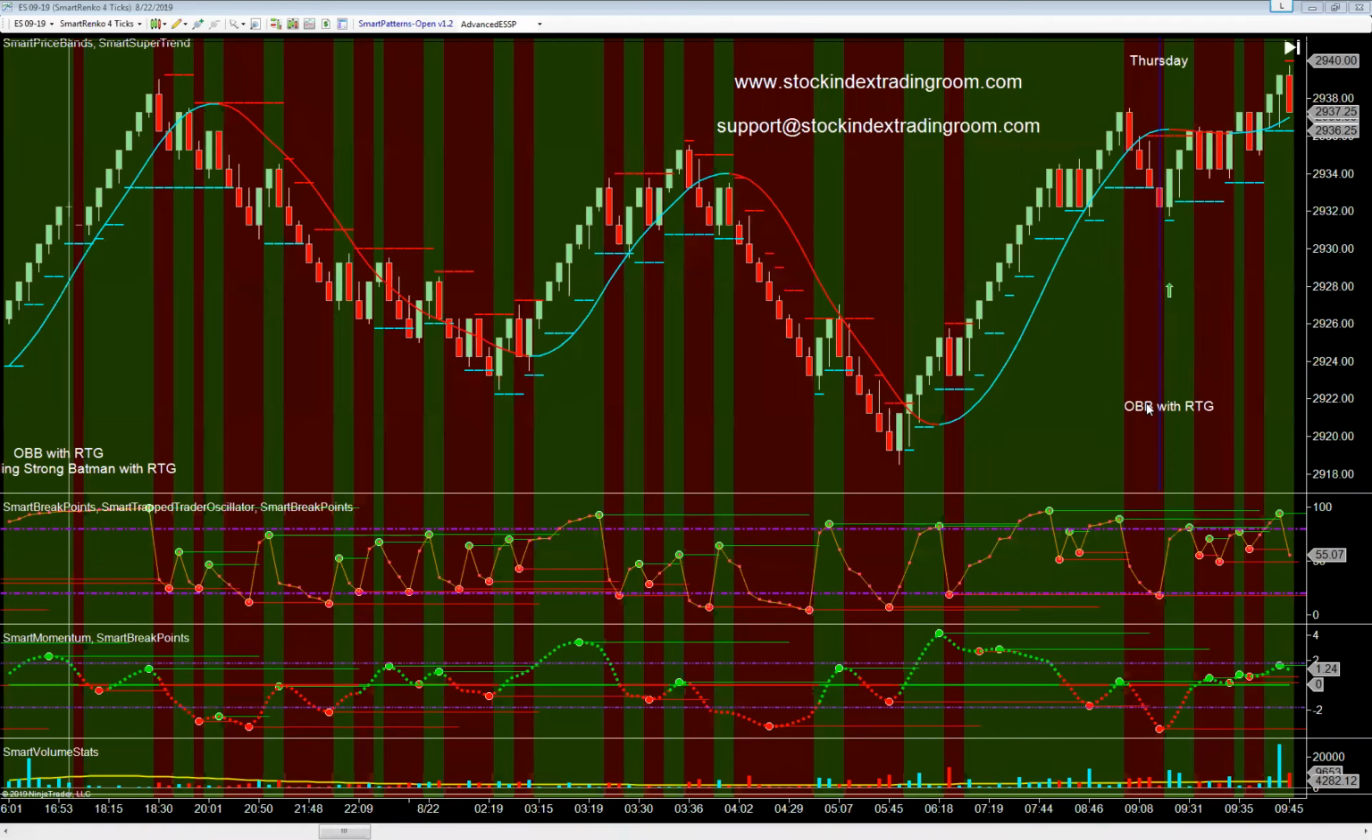Here we have what we call one of our favorites. OBB stands for out of bounds. RTG stands for room to grow. So this is an out of bounds signal with room to grow. This is what that means. Out of bounds is when Trap Trader Oscillator and Smart Momentum both have stretched and exceeded an extreme line that we have marked with this purple line on the panel, undervalued in both indicators. We get an up reversal bar.